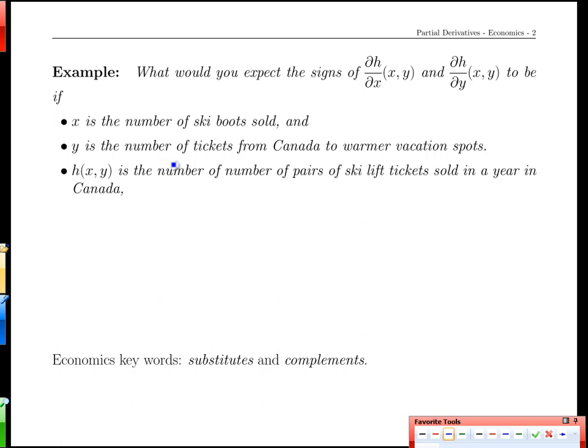Let's take a look at another example where H is the number of ski lift tickets sold in a year in Canada. So H is an amount sold, x is the number of ski boots also sold, and y is the number of tickets from Canada to some other warmer vacation spot. So how would this play out? Well, if we're interested in the partial derivative relationship between H and x, we ask that same question we just did before, which is what happens when x increases? Well, x is more ski boots sold.